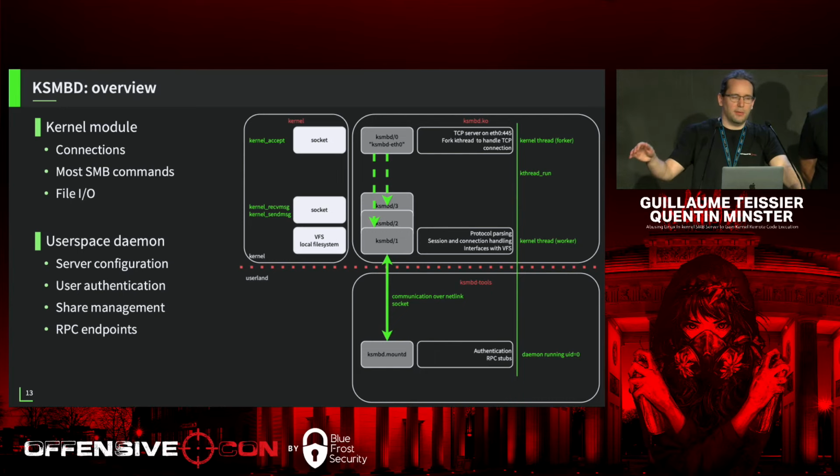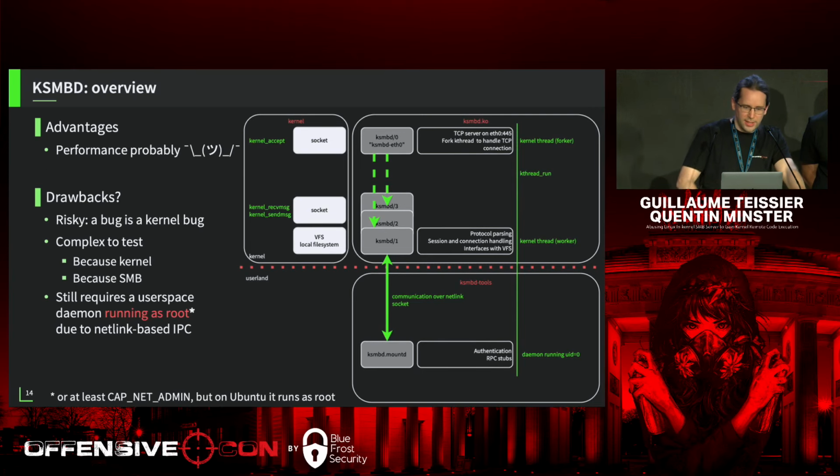So most of the SMB commands are handled here in the kernel module. The file I/O happens here too. And there's also, at some stage, the user space daemon that will get involved for complex operations like authentication, share management, and some RPC endpoints that Dave was talking about earlier.